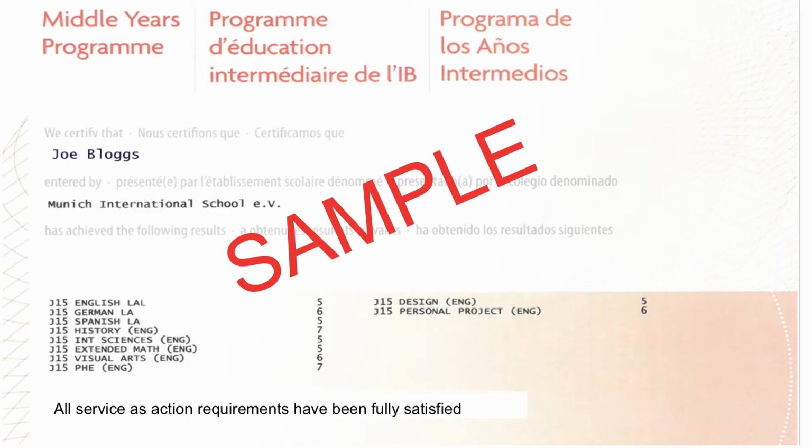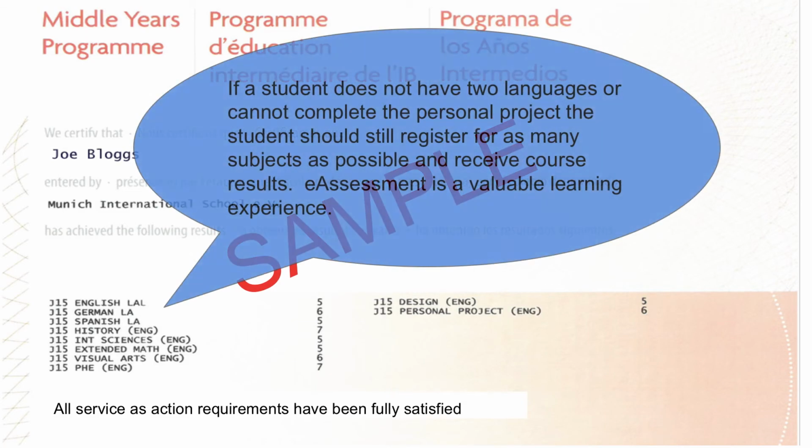So, as I said, most students will try to obtain the certificate, but there will be some students who aren't eligible and don't meet all the requirements. For example, some students might not have 2 languages, so they can't obtain the certificate. Some students might arrive late in the school year and they won't complete the personal project. But we do still encourage them to register for as many subjects as they can, because the experience of e-assessment is valuable.